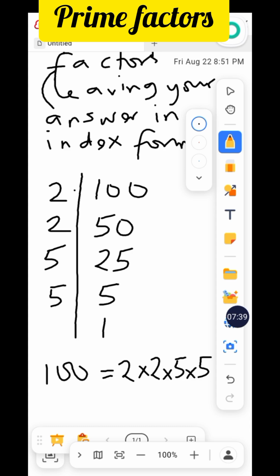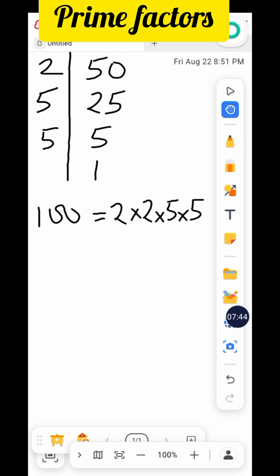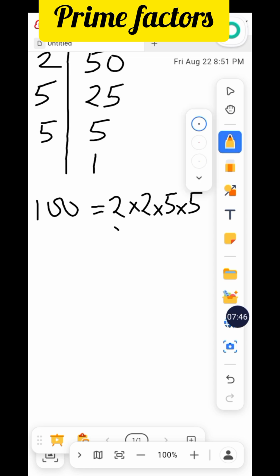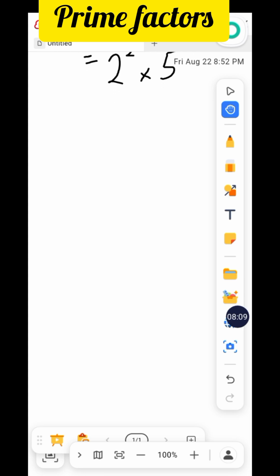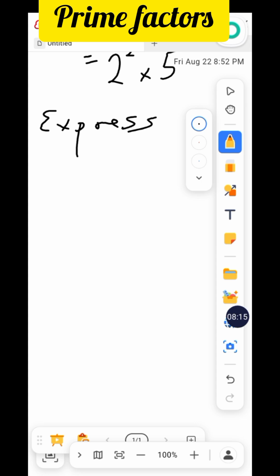Now, the last part of the question that said leave your answer in index form means that once you have gotten your answer, instead of leaving it like this, just like we have in standard form, they want you to write it such that it has power. You now count. How many 2 do you have? 2. That's 2 raised to power 2. How many 5 do you have? 2. That's 5 raised to power 2. So writing 2 raised to power 2 times 5 raised to power 2 means we are writing our answer in index form. Are we together?